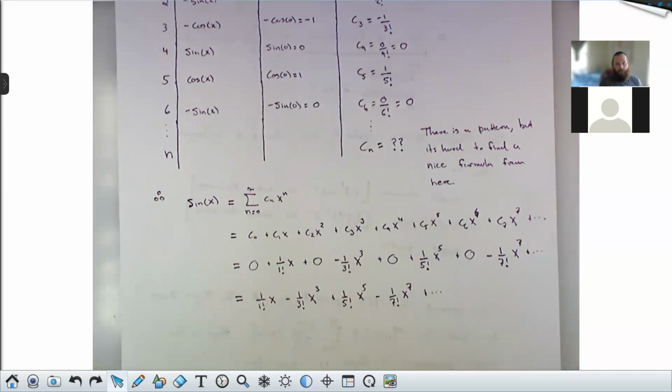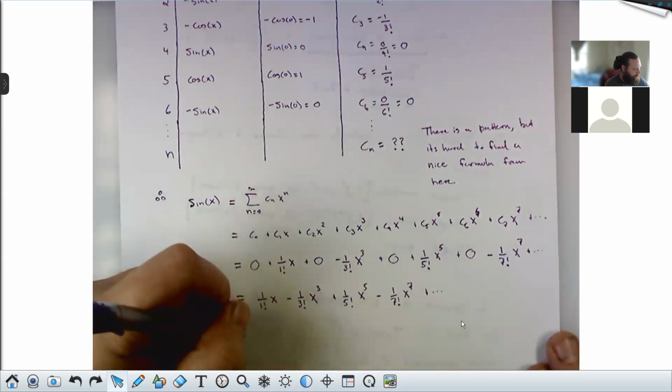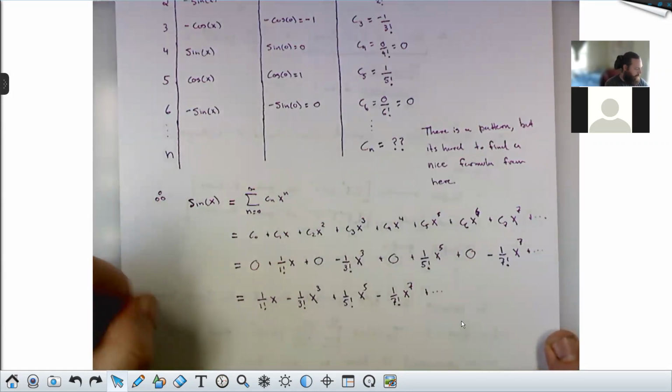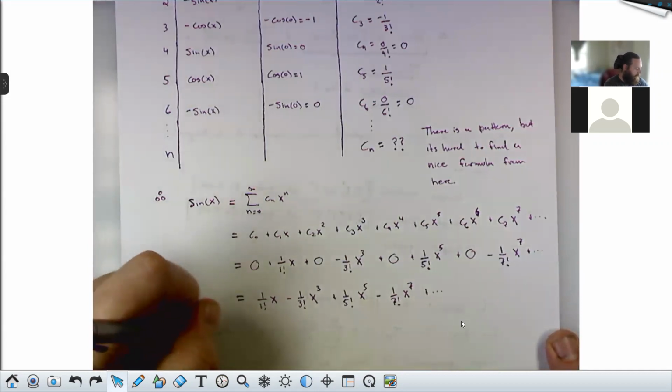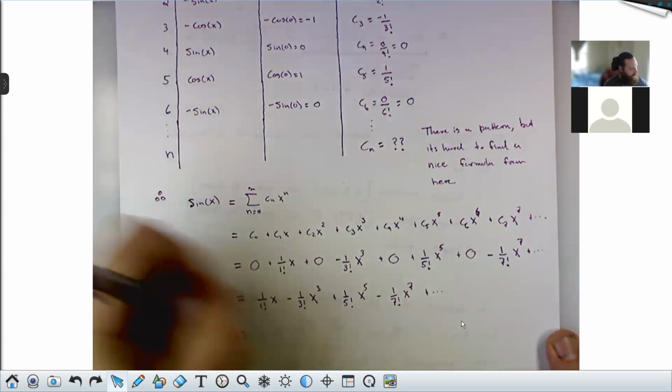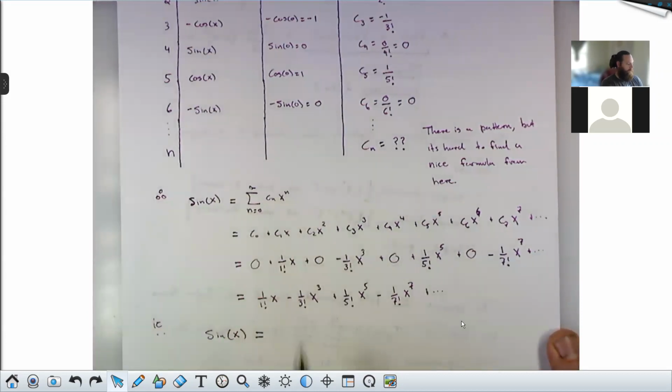So it may be pretty hard to see a formula for the Cn's in general, but if you ignore all the even ones and just look at the odd ones, which we can do because the even ones are all 0, you get this. And this is not terribly hard to put into sigma notation. That is, sine of x can be written... How would you put this into sigma notation?